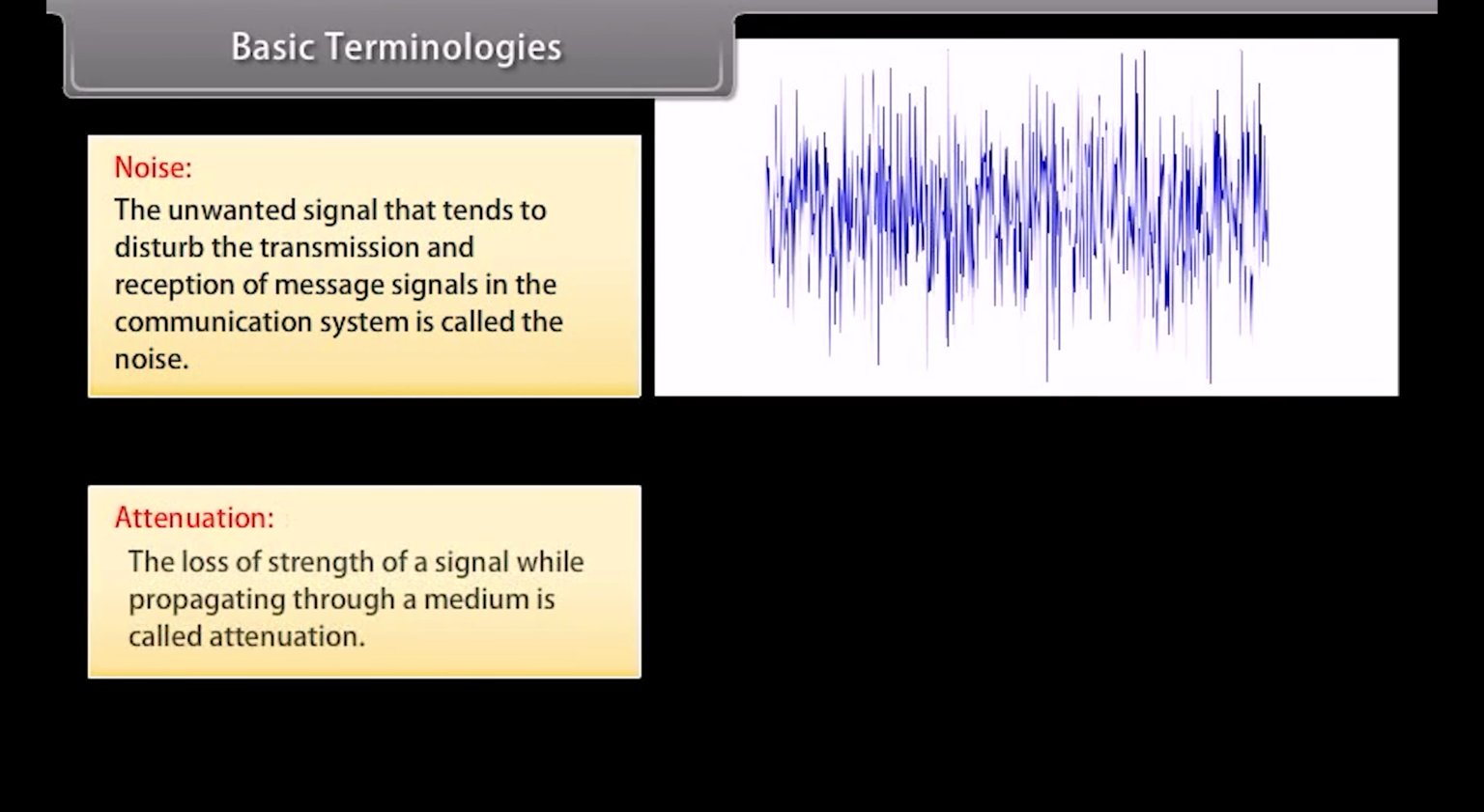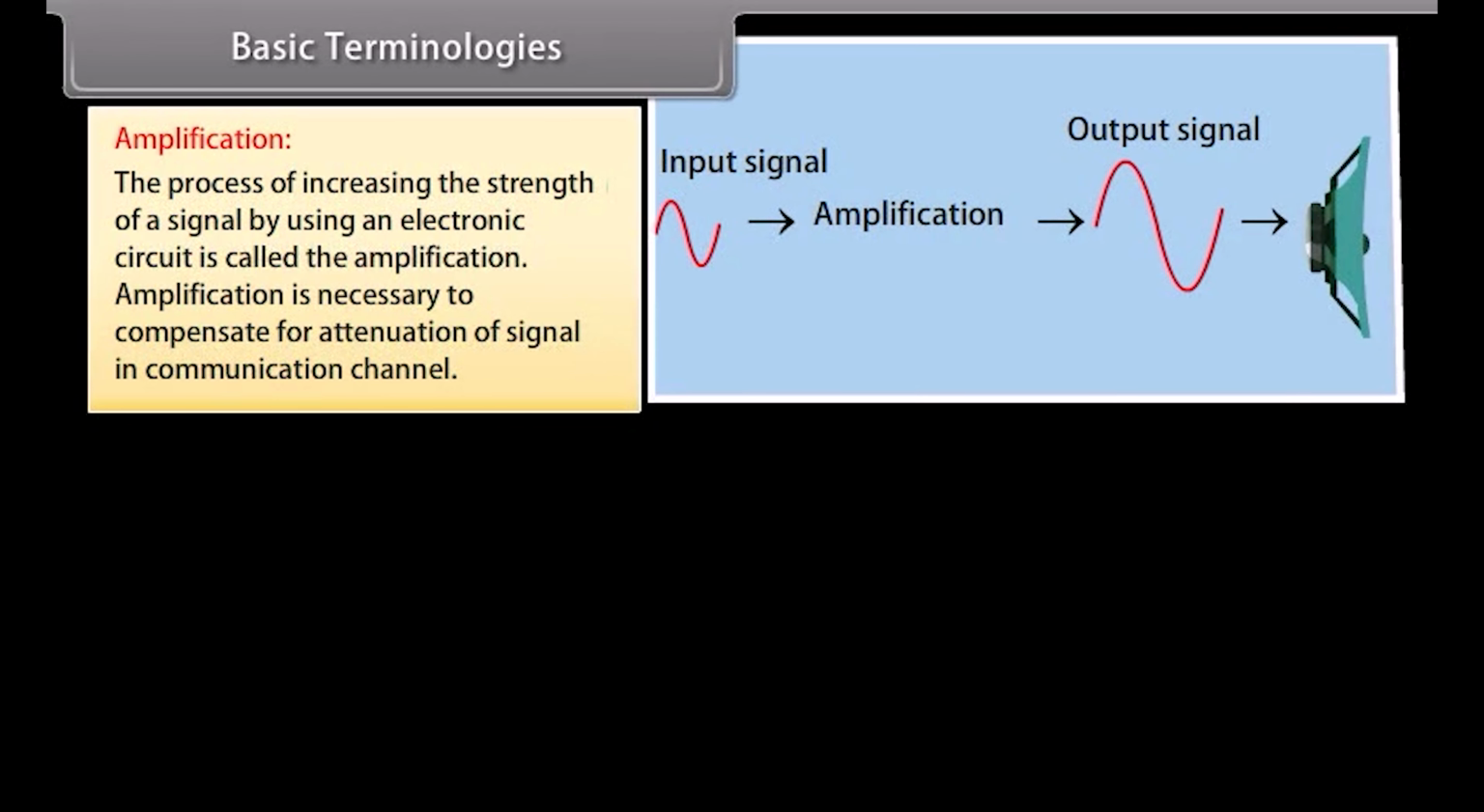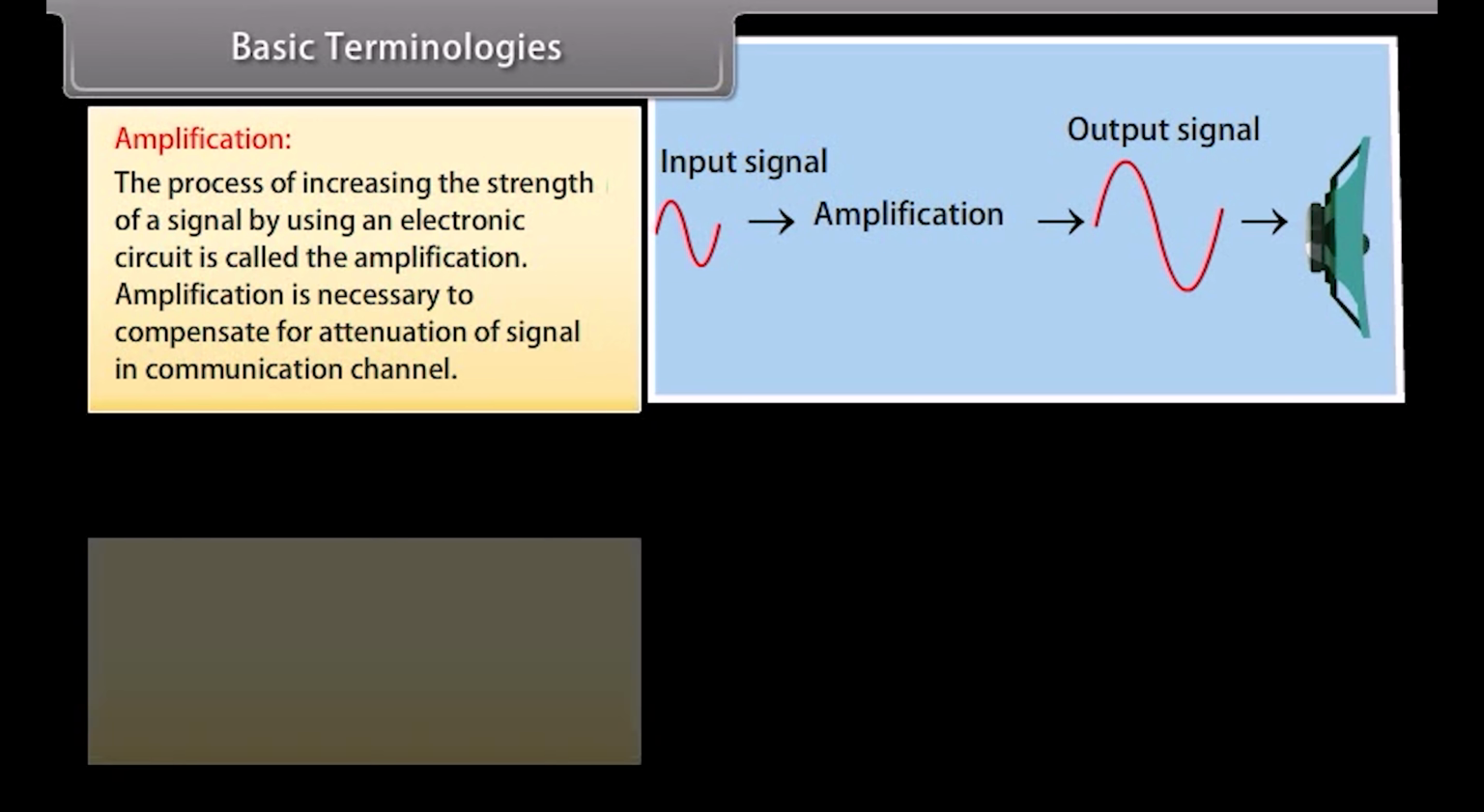Attenuation. The loss of strength of a signal while propagating through a medium is called attenuation. Amplification. The process of increasing the strength of a signal by using an electronic circuit is called amplification. Amplification is necessary to compensate for attenuation of signal in communication channel.